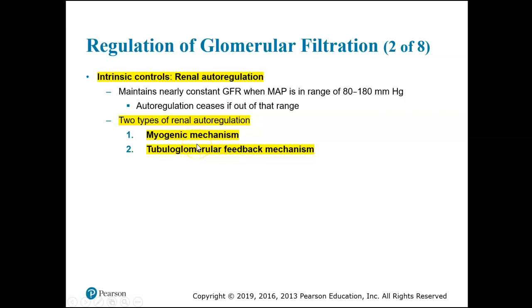The myogenic mechanism, remember, is just high blood pressure causes increased stretch in the blood vessels, and that leads to them constricting. It's kind of like they fight back by constricting and getting even smaller, and then that will decrease the blood pressure. So that's called the myogenic mechanism.